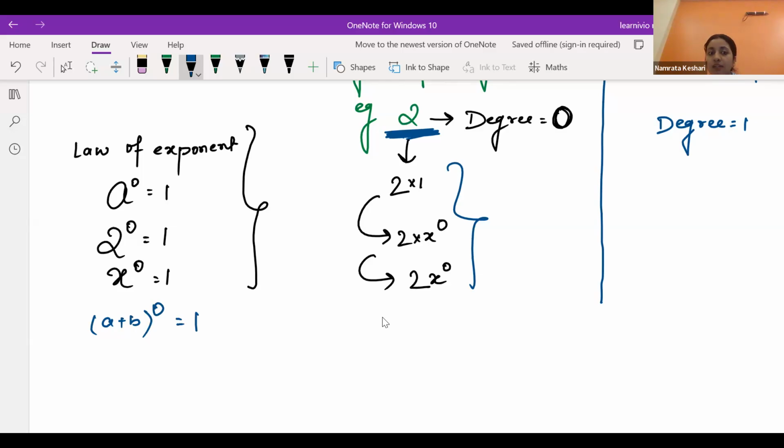Yes, ma'am. But if you see a plus b and I'm not writing any power over here, you should understand that a plus b means it exists. Even if we cannot see the power, the power is 1. The exponent is 1. It exists. Got it? Yes, ma'am. Okay, so these are the basics which you need to know.